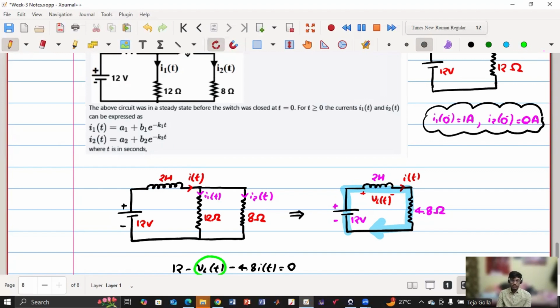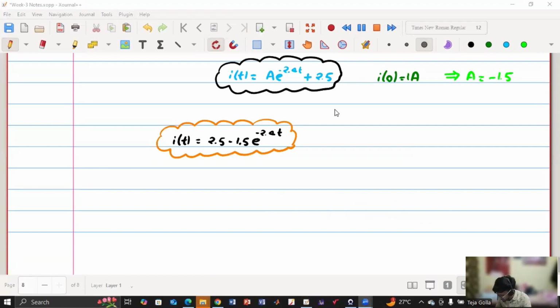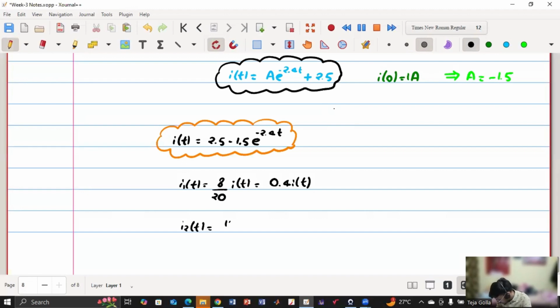So I1 of t is equal to I of t into 8 by 20. Yes, very good. Use current division. Vishnu also said, 0.4 into I of t. Okay, very good. So I1 of t is equal to 8 by 20 into I of t, which is 0.4 I of t. Now, similarly, I2 of t is equal to 12 by 20 into I of t, which is 0.6 into I of t.